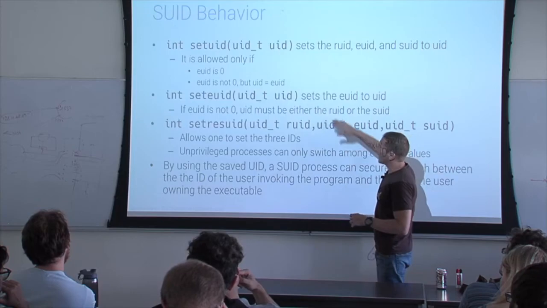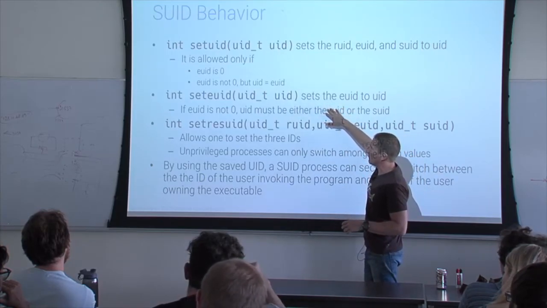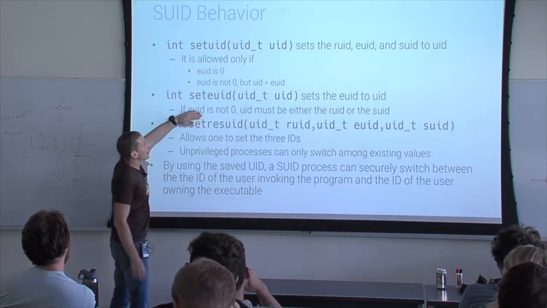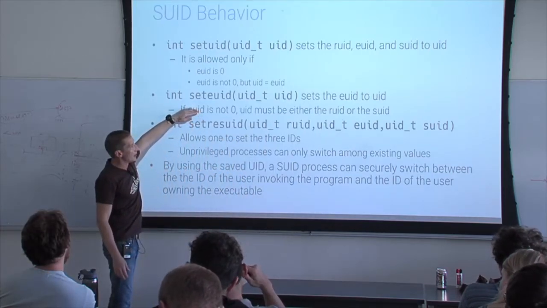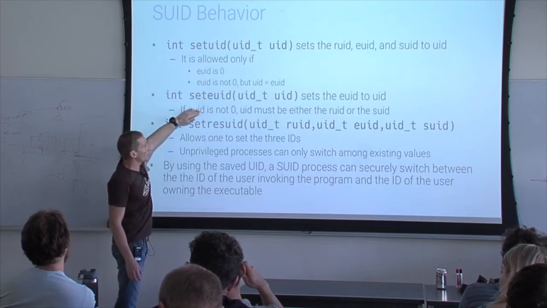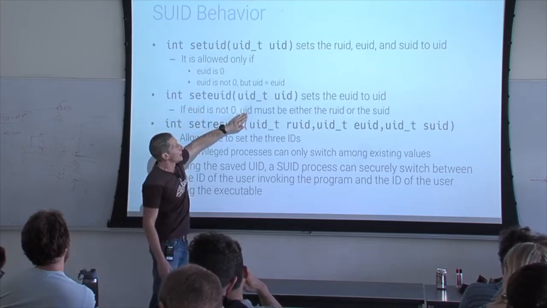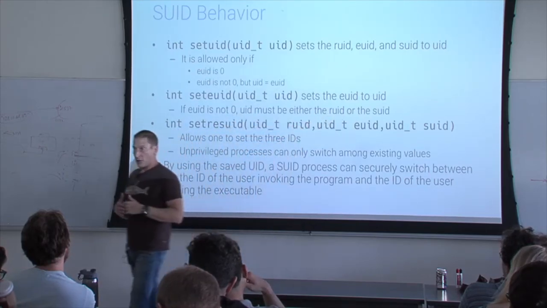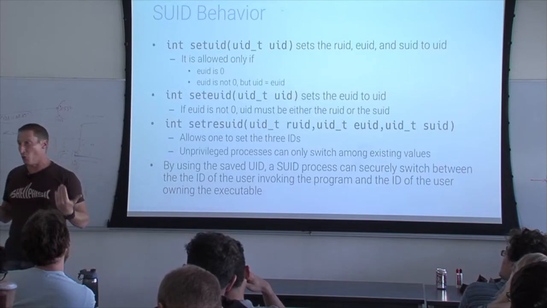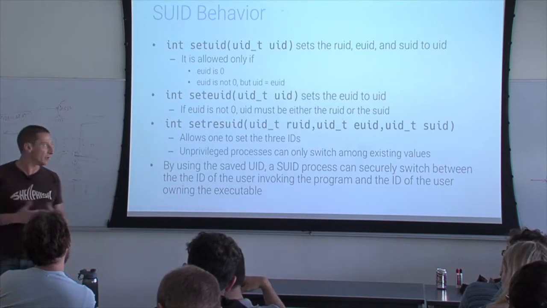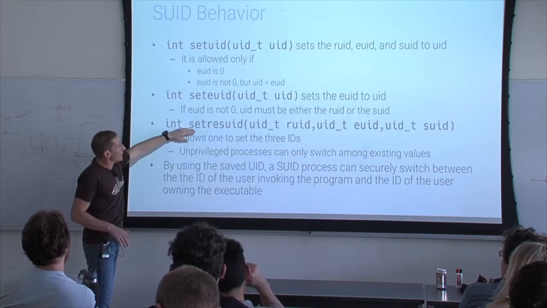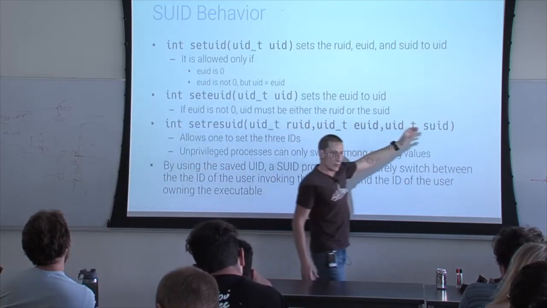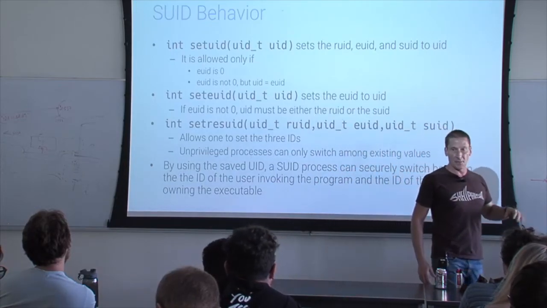Then you can set your effective UID, okay? And in this case, of course, you can do it if you're root. But otherwise, the UID must be the real UID, and you cannot set the effective UID to whatever you want. Otherwise, of course, you would become whatever you need to become. And then there is setresuid, which allows you to set independently the real, the effective, and the saved UID.